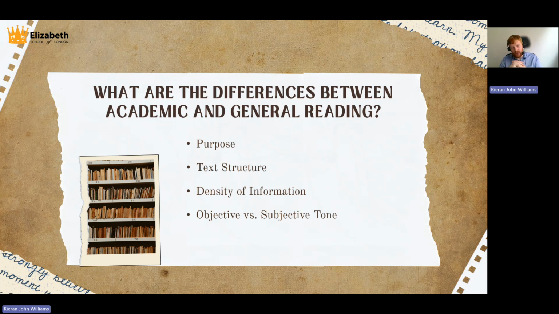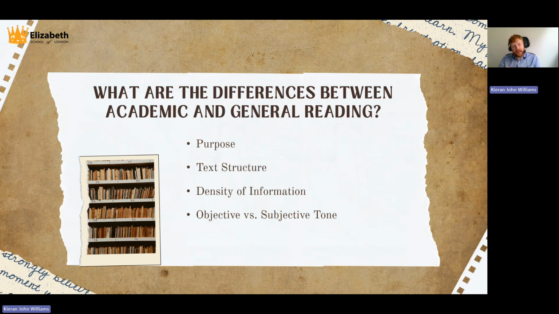Also, the text structure changes. What it is in a newspaper or a magazine or on one of your social media sites, the text is ordered in a different way to what it is in academic reading. All right. Also, in academic reading, there is much denser information. Okay, so there's a lot more information included in it that you'll need to learn or you'll need to remember.